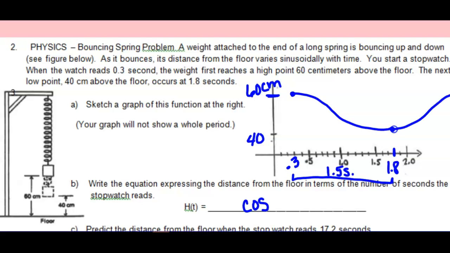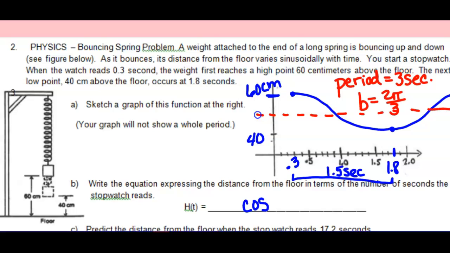So we would have to keep going this way, but it wouldn't make sense for this to be negative. But if we did another 1.5 seconds on this way, we'd hit the next maximum. But all we really need is to say half a period is 1.5 seconds. So the whole period would take 3 seconds. So our B value is going to be 2 pi over 3. Now, from 60 to 40 is a distance of 20. So half of that would be 10. So we're going 10 above it and 10 below it.